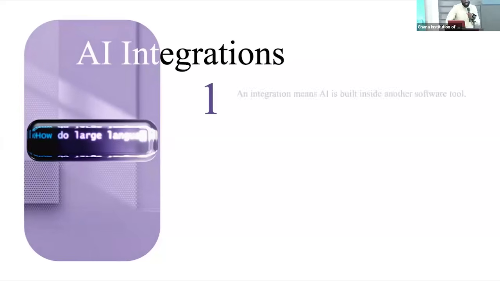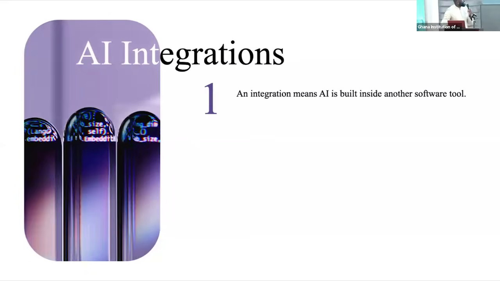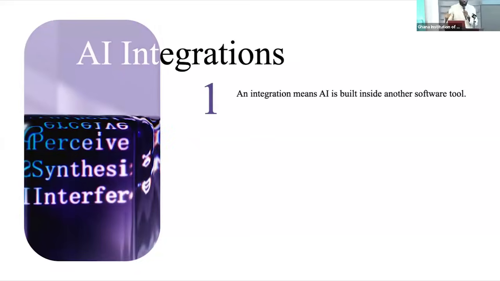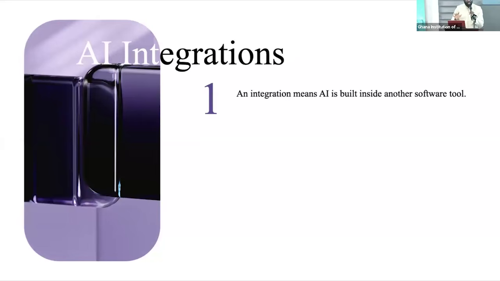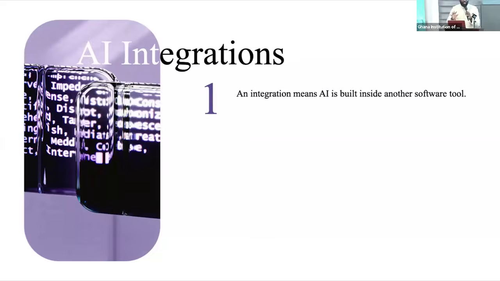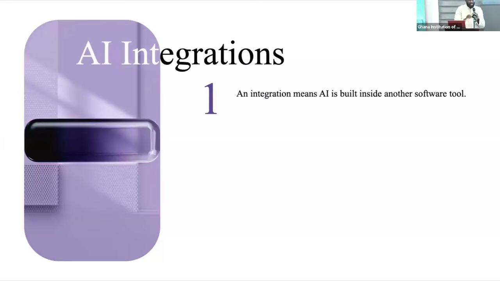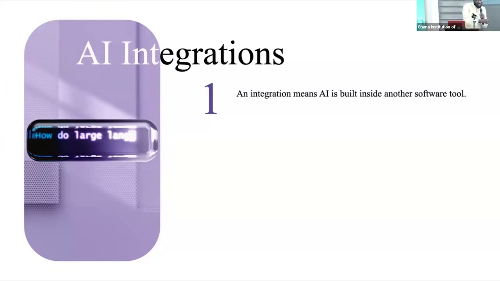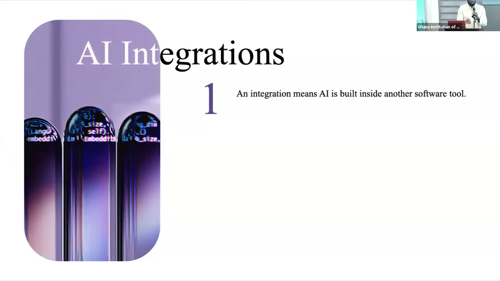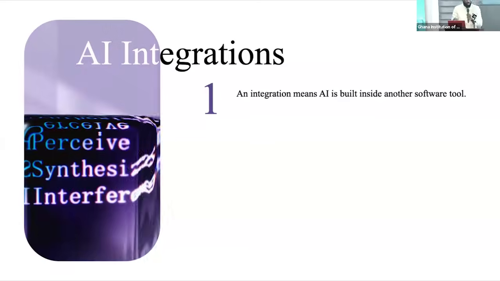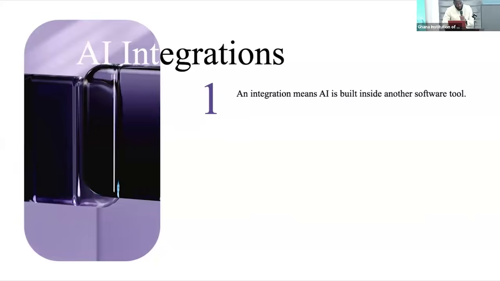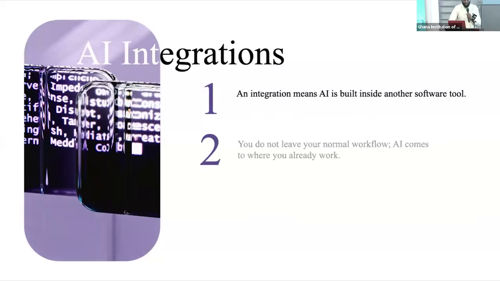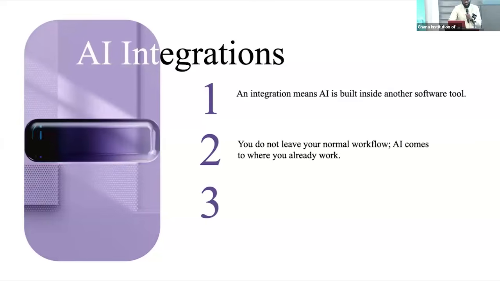And the integration just basically means that the AI is built inside of another software tool. So for example, if we take Microsoft Word, it's maybe a custom integrated AI tool, but it has, for example, ChatGPT built in there to help Microsoft Word work faster. So there are standalone AI tools, and then there are the custom ones as well. I'll quickly jump to how the AI integrations basically work, and then we can look at that.